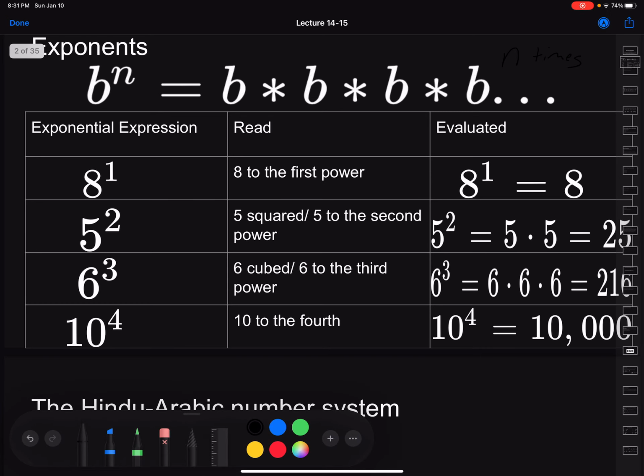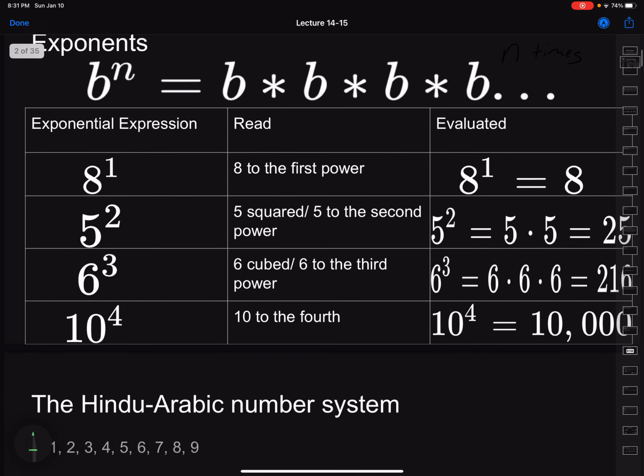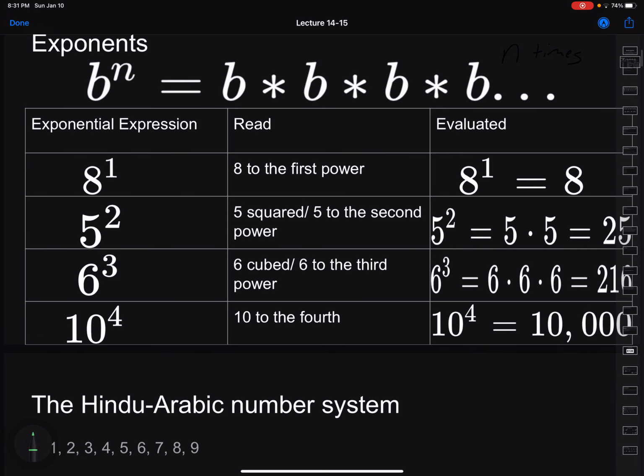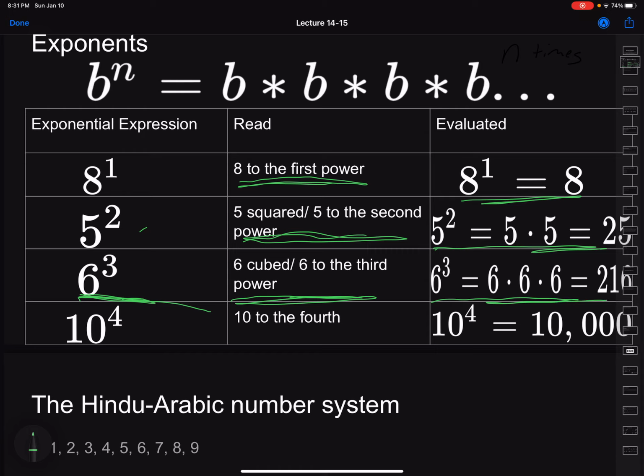I'll change to a brighter color. So we have an exponential expression, which is 8 to the 1. It is read 8 to the first power, and it's evaluated as 8 to the 1 is equal to 8. 5 to the 2, or 5 squared, or 5 to the second power, is 5 times 5, which is 25. 6 to the third power, if you're multiplying 6 three times, you say cubed, or 6 to the third power, or 6 times 6 times 6 is 216.